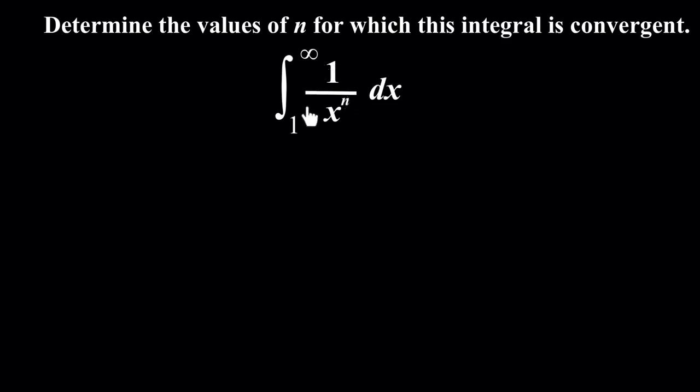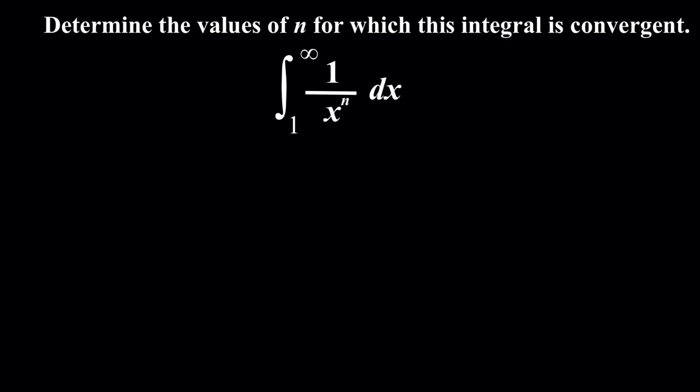We know that the function 1 over x approaches 0, but does it approach 0 fast enough so that we can converge to a numerical value? Or does it approach 0 too slowly and we keep adding values onto our function and we end up with a divergent problem? All right, so that's our question. What is our exponent at which this will converge versus diverge?